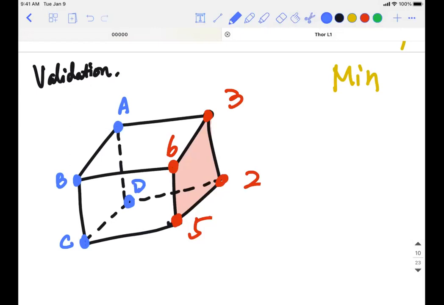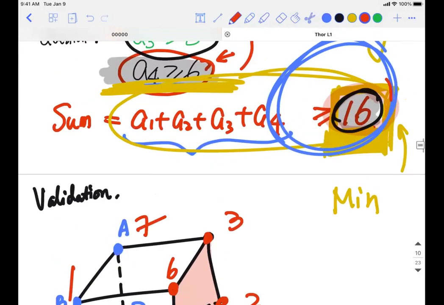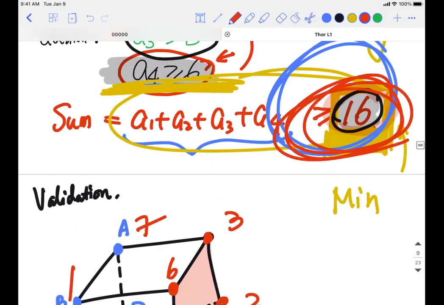So my answer is A is 7, D is 8, B is 1, and C is 4. Is that right? Yes. So this is actually one of the arrangements. You always want to make sure this arrangement works, and then you can wrap it up to say, okay, this is the correct solution. So therefore, 16 is the correct answer for such a problem.